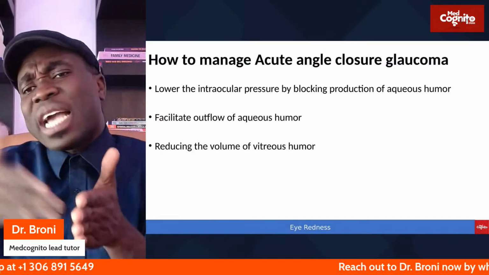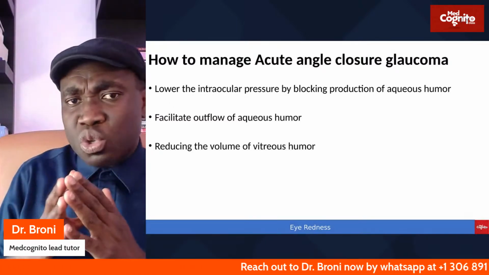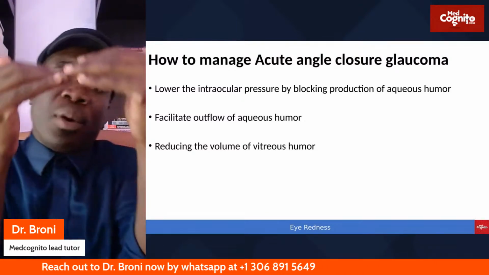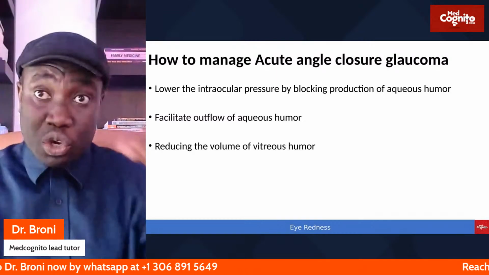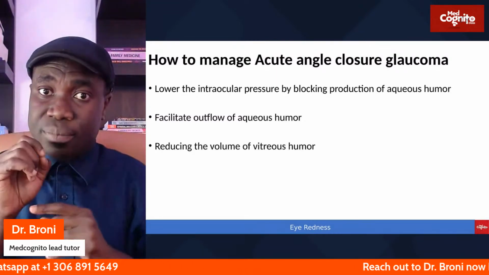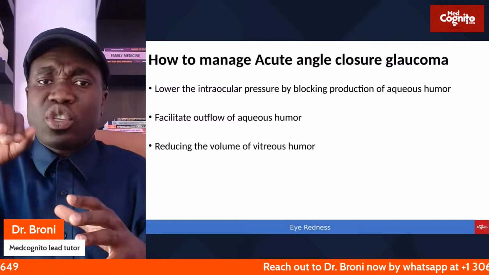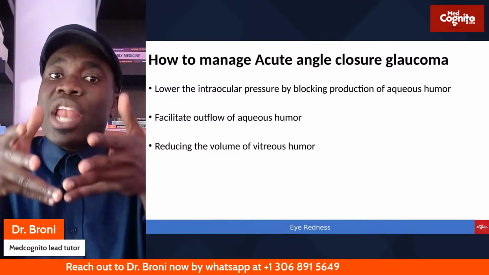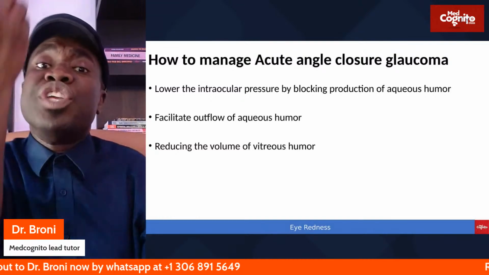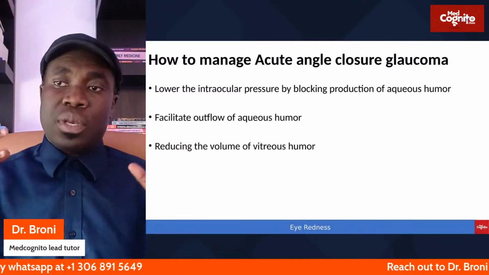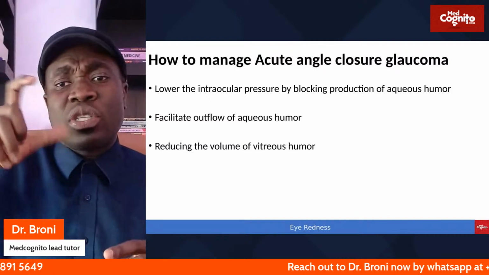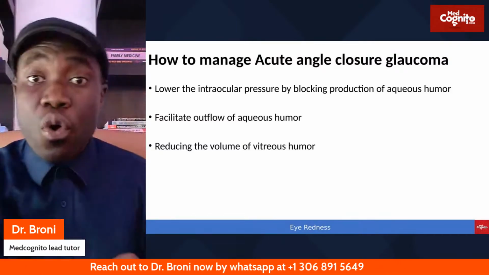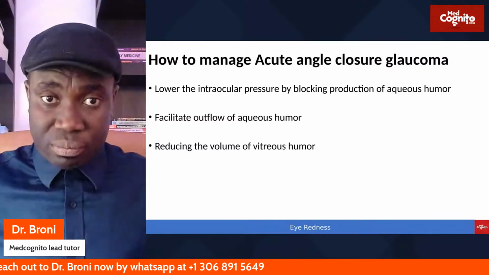So if you want to manage acute angle closure glaucoma, what you need to do is, number one, find a way to lower the intraocular pressure by blocking the production of aqueous humor. Number two, you must find a way to facilitate the outflow of the aqueous humor. And number three, you must find a way to reduce the volume. So you have to attack acute angle closure glaucoma from various points: production, flow, and drainage.